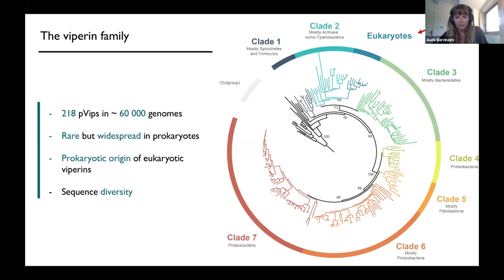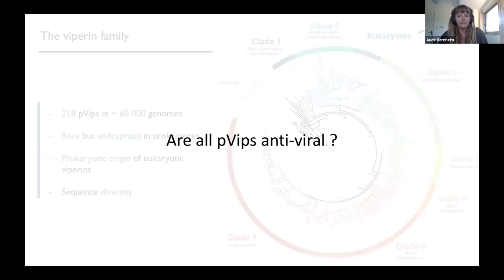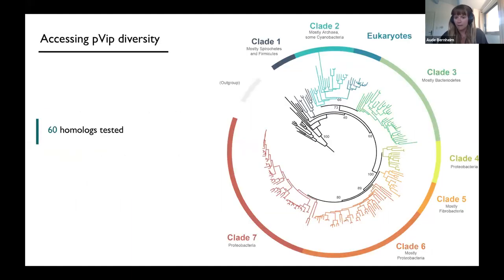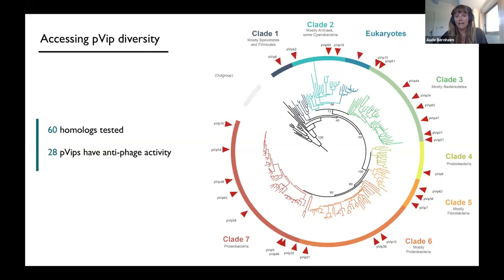And this diversity could also lead to the question, well, maybe only some of the proteins are antiviral. Maybe the others are doing something else. And so we asked, are all PVIPs antiviral? And so we sampled the tree and took 60 homologs, spread around the tree from each of the clades. And we put them in the same setup that I showed you in E. coli and tested them. And out of them, 28 had antiphage activity. And for us, that was huge because they come from very, very diverse bacteria and they're still able to work in E. coli and protect against an E. coli phage. And moreover, they are spread across all the clades. It's not concentrated in one clade, which really convinced us that pretty much the whole viperin family is antiviral.